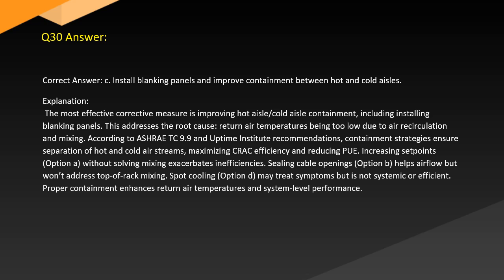Answer. Correct answer: C. Install blanking panels and improve containment between hot and cold aisles. Explanation. The most effective corrective measure is improving hot aisle or cold aisle containment, including installing blanking panels. This addresses the root cause: return air temperatures being too low due to air recirculation and mixing. According to ASHRAE TC 9.9 and Uptime Institute recommendations, containment strategies ensure separation of hot and cold air streams, maximizing CRAC efficiency and reducing PUE. Increasing set points, option A, without solving mixing exacerbates inefficiencies.